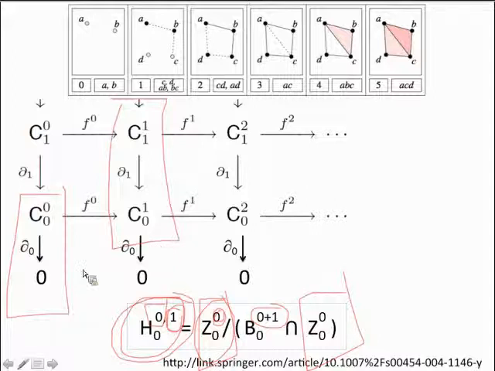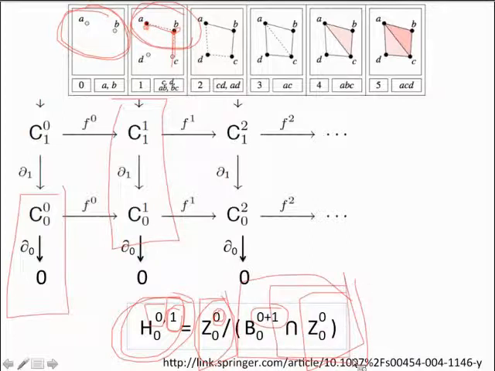So if we take a look at that, my cycles are A and B, but now I will mod out by the boundaries. The boundaries I have at time 1 are AB and BC. Well, modding out by the boundary BC gives me C and B, but I don't care because C doesn't exist at time 0, so I want to restrict to only the cycles at time 0. So that's why we intersect. When we mod out, we have to intersect with only the cycles at time 0.